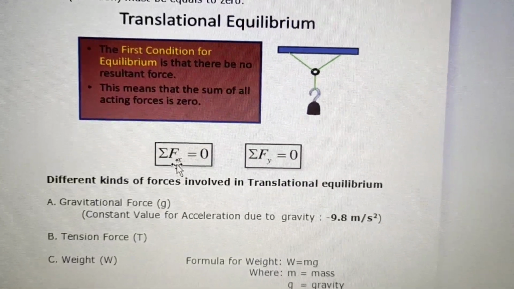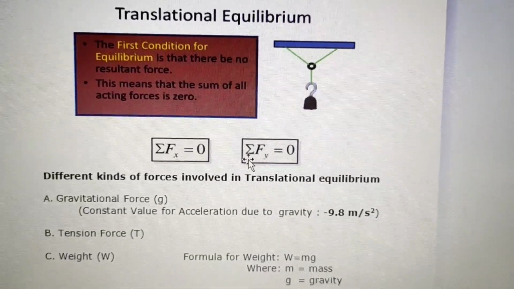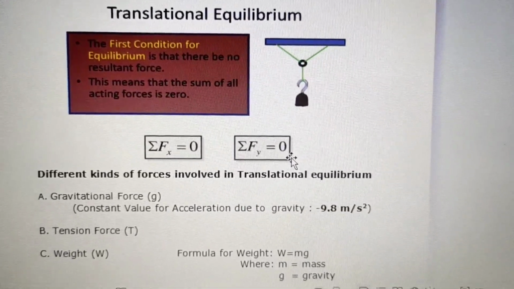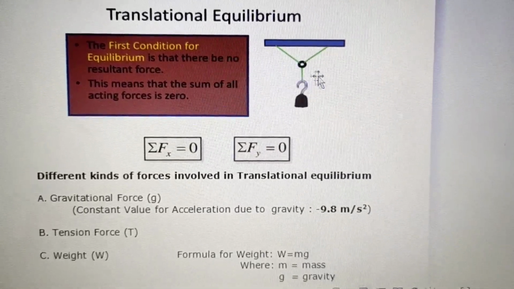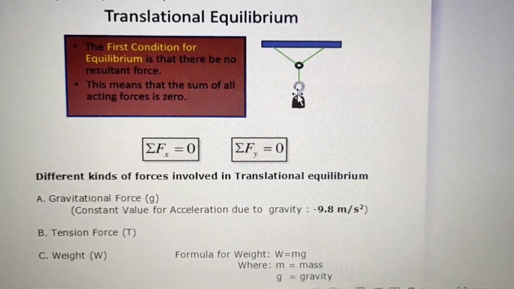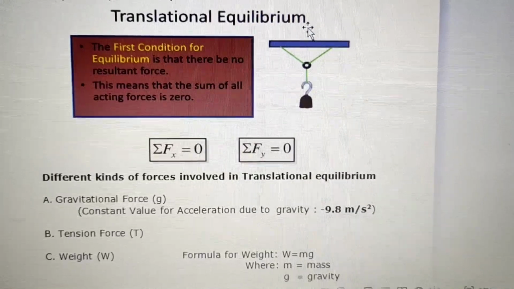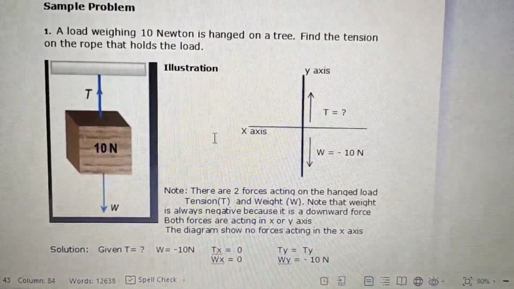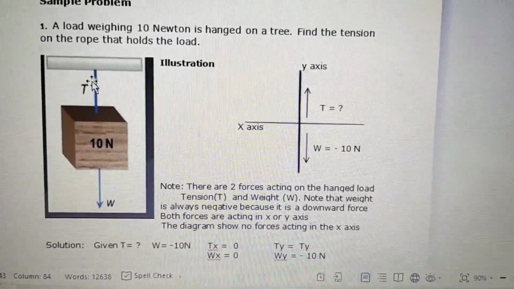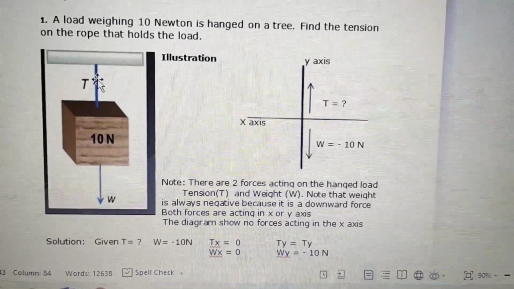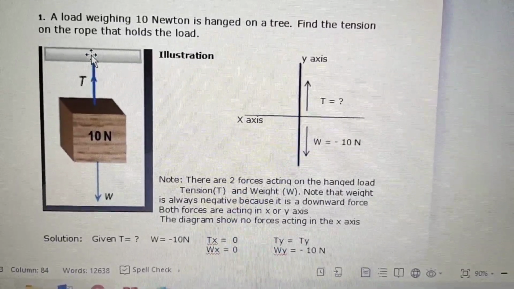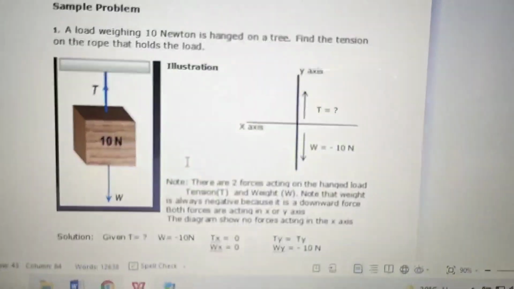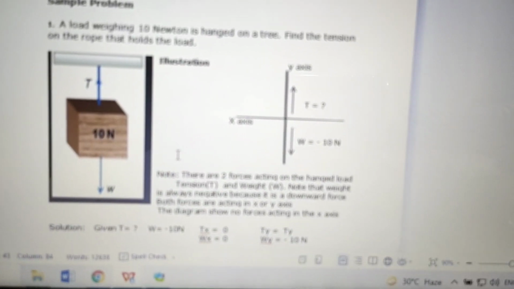Summation of all the forces in the x-axis is equal to 0, and summation of all the forces acting in the y-axis is equal to 0 in order for this object to be in its balanced state. Before, I have already discussed how to solve a load suspended involving two forces. The tension force is an upward force and the weight is a downward force. We are done with this as our first example.